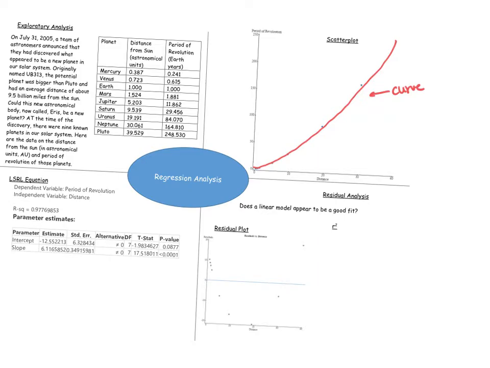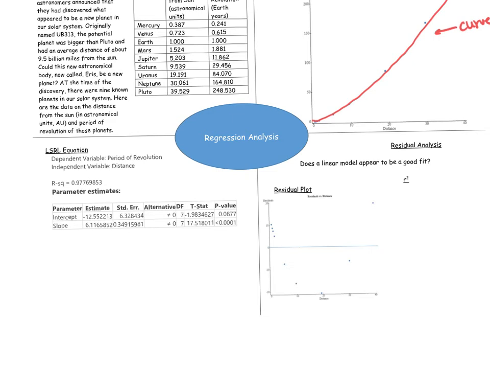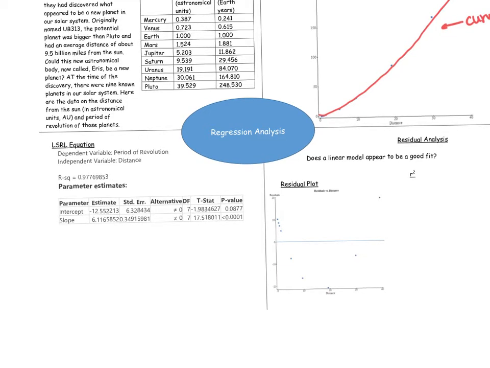From there, I'm going to look at the actual least squares regression. Here's the regression, and we can write it in terms of our variables. They tell us the dependent variable is the revolution, and the independent variable is distance. So we can write this using the context of the problem as revolution hat is equal to my intercept, negative 12.55, plus my slope, which is 6.11 or 6.12, times the distance, because those are the two variables of interest.